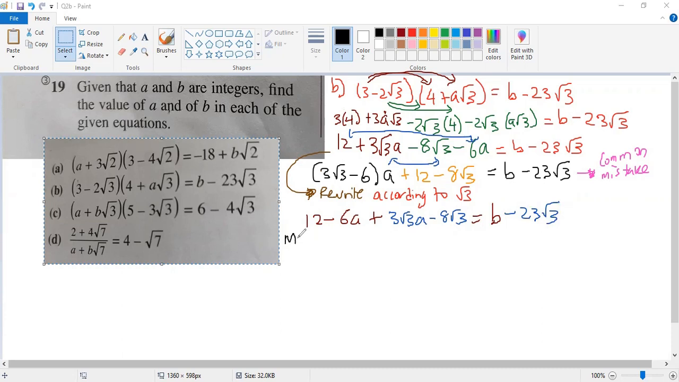Okay, let's do the matching, please. So straight away do matching, because you all already know from the earlier example. Okay, 12 minus 6a equals to the brown, equals to the brown. Now the blue part equals to the blue part. So 3 root 3a minus 8 root 3 will equal to minus 23 root 3.